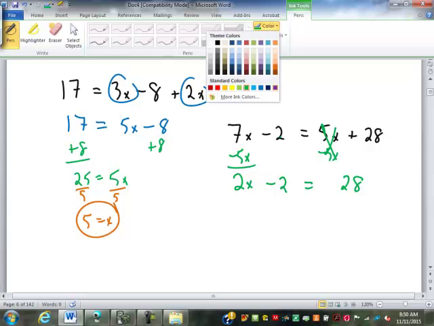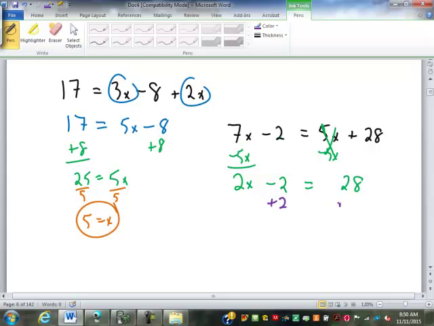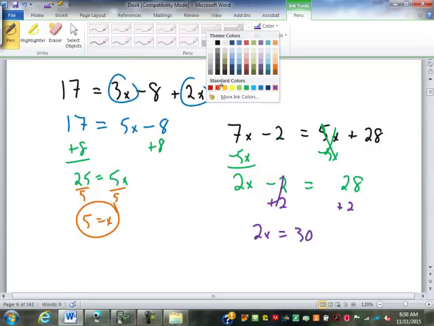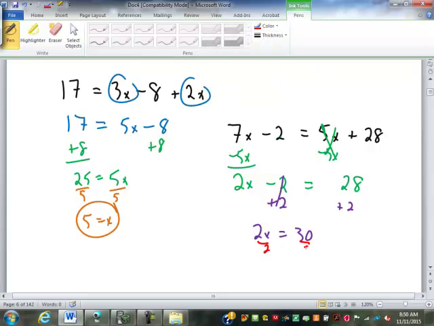What do we do from there? We add 2. So 2x equals 30, and then divide by 2. X equals 15. How many of you had x equals 15? You see where it came from now, Terry?